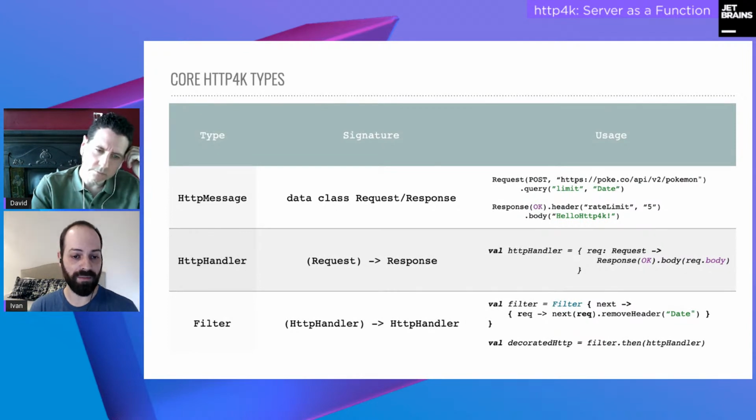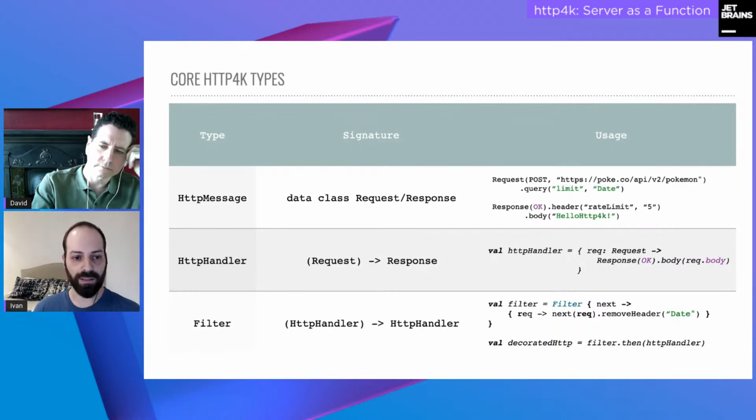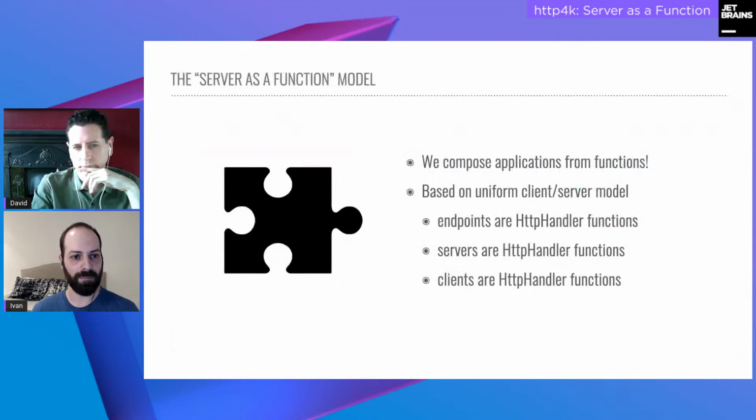And finally, the main concept that we have for the kind of middleware that people would expect is the idea of a filter. A filter takes an HTTP handler and returns another HTTP handler, allowing you to add cross-cutting functionality to your application. In this case, we have an example of a filter that will remove a particular header. That applies to any HTTP handler that you have and creates a new HTTP handler with some added functionality that can be used for all sorts of interesting things and keeps everything decoupled from your main application handlers.